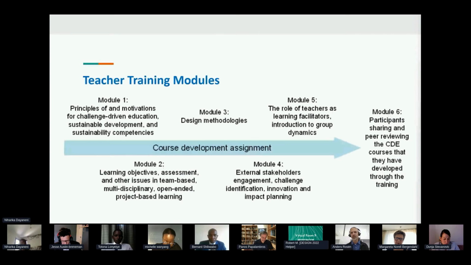And the 5th module considers the changing role of teachers. University teachers are generally comfortable being experts in their subject, in their disciplines, and teaching the students about that. But in challenge-driven education, the teachers have to step down onto the floor and take a role as a facilitator or a coach, and accept that the teachers don't have answers to all the questions that arise in this kind of learning. And in the 6th module, the participants share the course development that they have been working on, and share ideas about that.